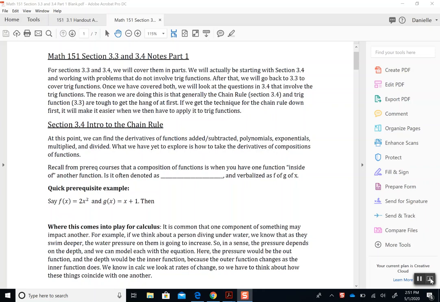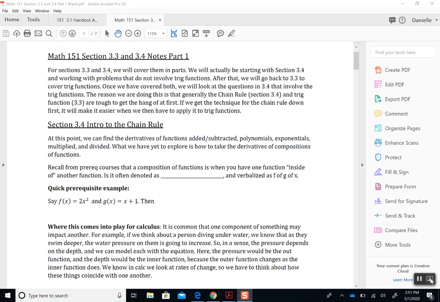So the ordering's a little weird, but what we're going to do is do 3.4 part 1, which is going to introduce the chain rule without trig functions. Then in section 3.3, I'll introduce trig functions. And then in section 3.4, part 2, I'll introduce trig functions and the chain rule together. So that will be sort of the ordering of things. But let's start with the chain rule first.